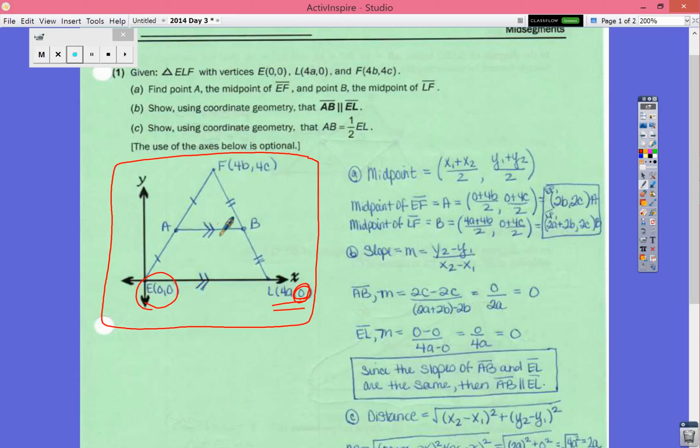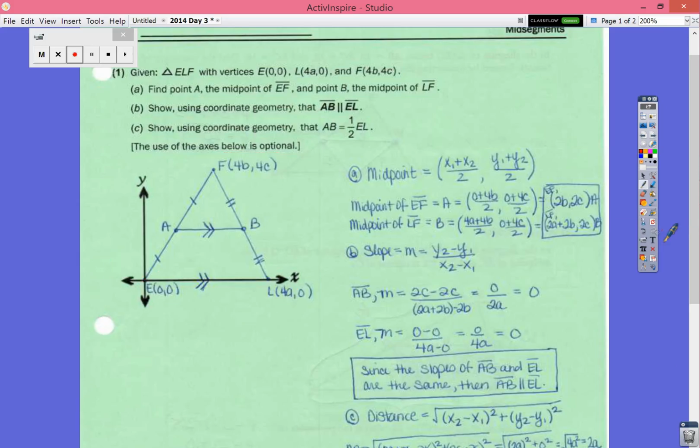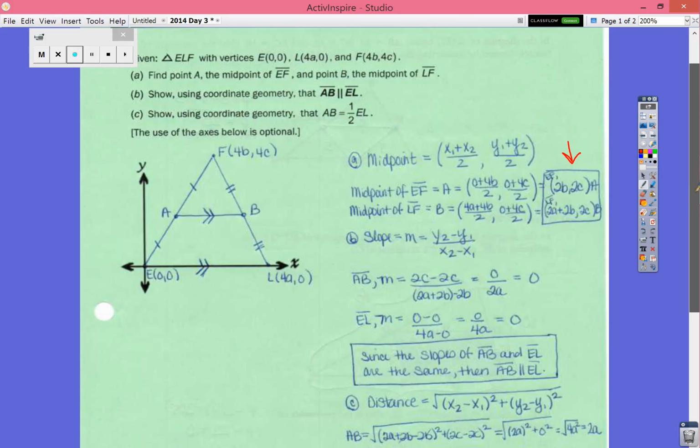Part A asked you to find midpoints A and B. So if you look right here, the midpoint of EF, which was A, was 2B, 2C. And then B, the midpoint of LF, was 2A plus 2B, 2C. Again, since the points were given to us as algebraic expressions, the answers are going to be expressions as well.